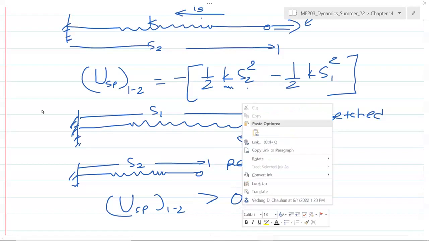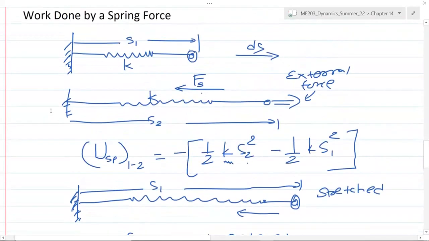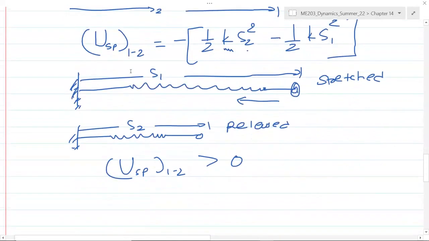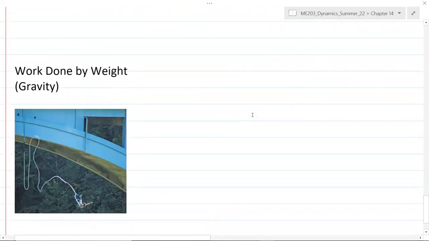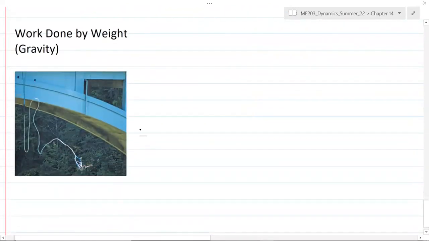So there are two concepts for spring. Work done by the spring during stretching of the spring is negative, but work done by the spring during release of the spring is positive. So depending on the problem statement, you will get either a positive or negative number. The third type of force that we consider is the force of gravity, or the weight. So what is the work done by weight?